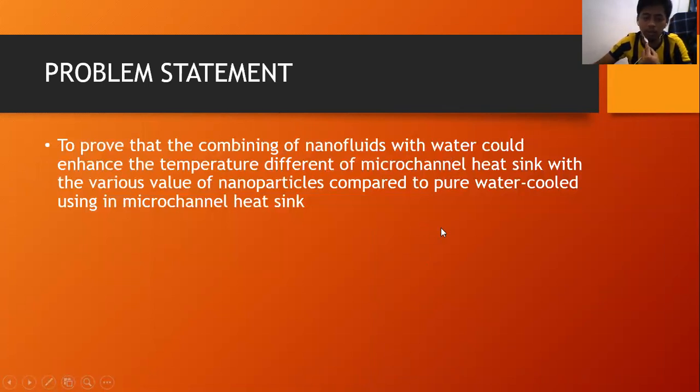My next slide is about the problem statement. My problem statement is to prove that combining nanofluid with water could enhance the temperature difference of the microchannel heat sink, with various values of nanoparticle concentration, compared to pure water coolant used in a microchannel heat sink.